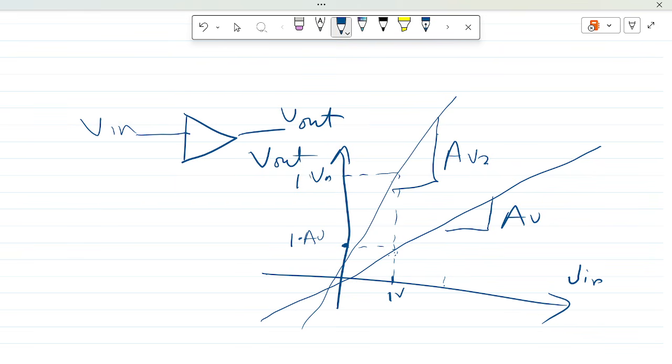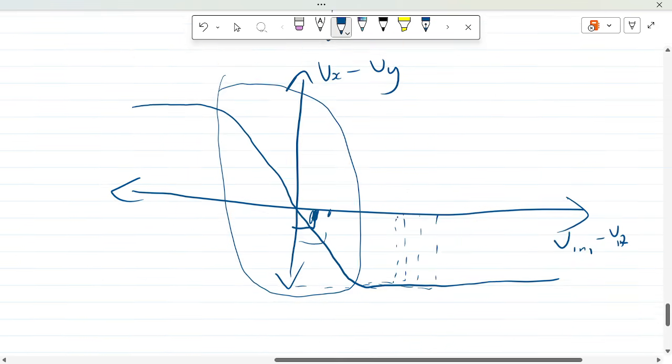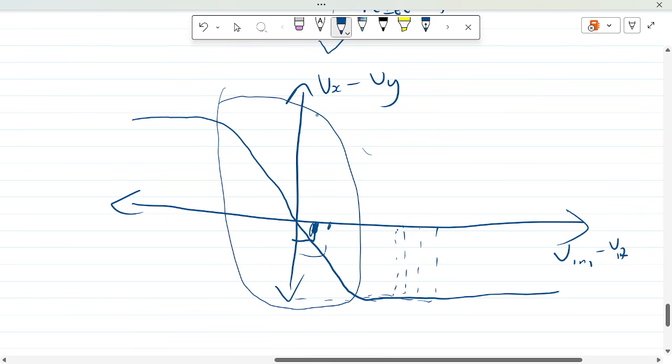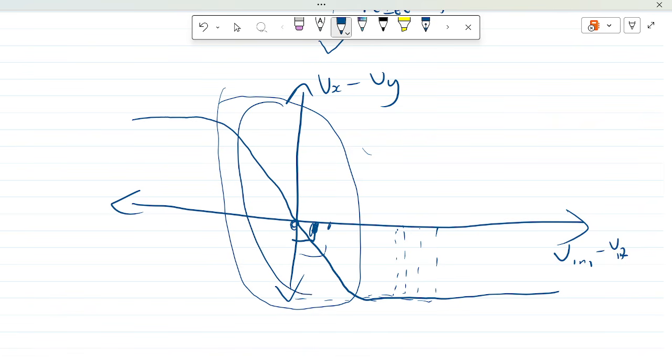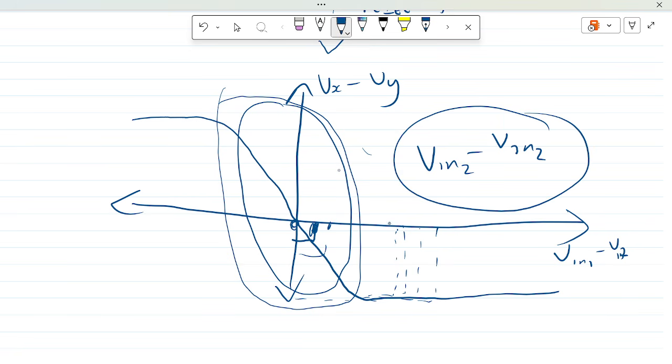So that tells us that for the differential pair, somewhere around the origin, we have amplification. But when the difference in the input becomes too big, then we no longer have amplification. So we will look into this in detail.